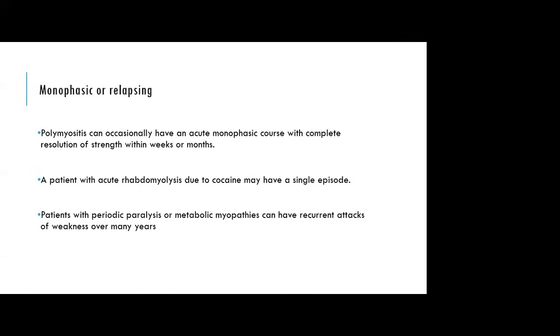Monophasic or relapsing: polymyositis can occasionally have an acute monophasic course with a complete resolution of strength within weeks or months. Then a patient with acute rhabdomyolysis due to cocaine may have just a single episode. Patients with periodic paralysis or metabolic myopathies can have recurrent attacks of weakness over many years.